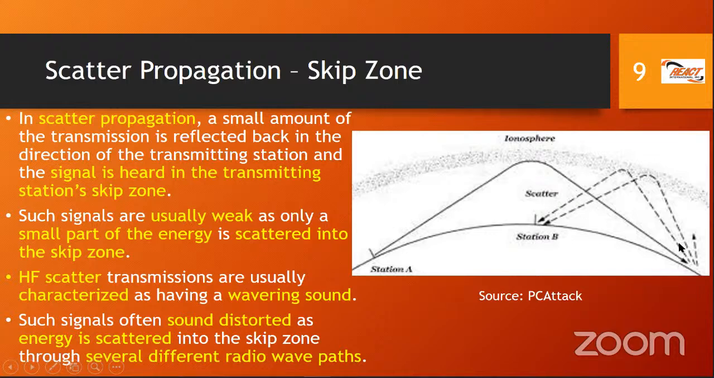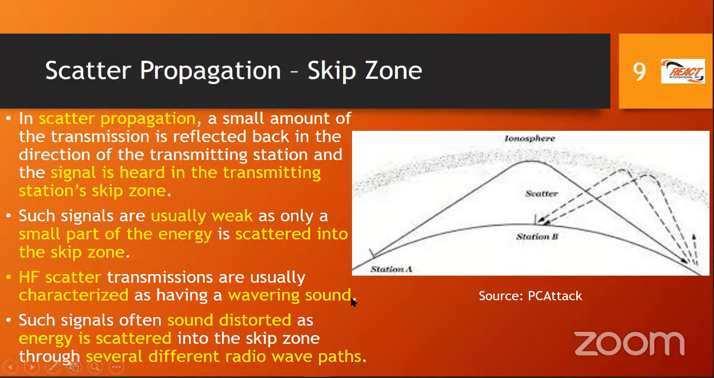But through scatter propagation, that small amount of transmission that is reflected back in the opposite direction gets to the station and they hear the original station's transmission. But there's a however, it's not ideal. Such signals are usually weak, as only a small part of the energy is scattered into the skip zone. So that's a disadvantage. You will communicate, but it may be a very weak communication, but at least it's some communication, better than nothing.